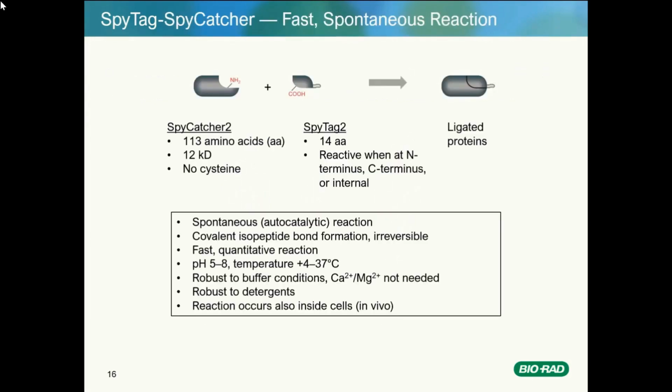The SpyTag can be fused at either terminus or internally. The reaction between SpyTag and SpyCatcher is spontaneous, only needs mixing. It's fast, requiring only minutes. The reaction is robust, occurs with high yield in diverse conditions of pH, temperature, buffer, detergents, and the reaction can occur in cell lysates and inside of cells, so it is an extremely useful reaction.